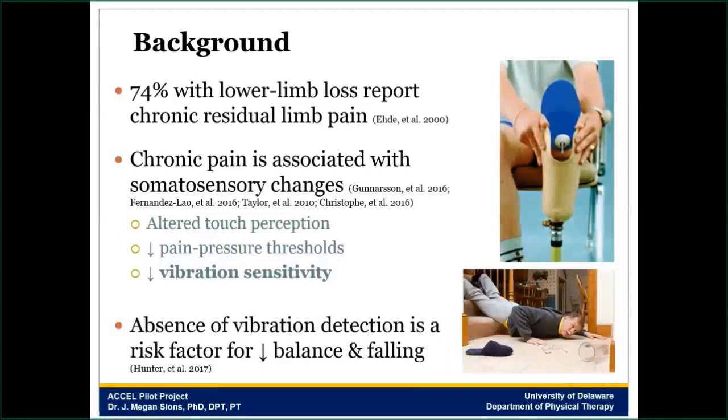So 74% of people that lose their limb are going to have this long-standing pain in their amputated portion of their limb. And we know that in other patient populations with chronic pain, such as low back pain and fibromyalgia, these individuals have somatosensory changes. What I mean by that is when you touch them, they have an altered touch perception. They also have decreased ability to tolerate pressure when you touch them, and they're unable to detect, in some cases, vibration, or their vibration sensitivity decreases. And specific to people who lose their limb, we know that the inability to feel vibration is a risk factor for decreased balance and also a unique risk factor for falling.